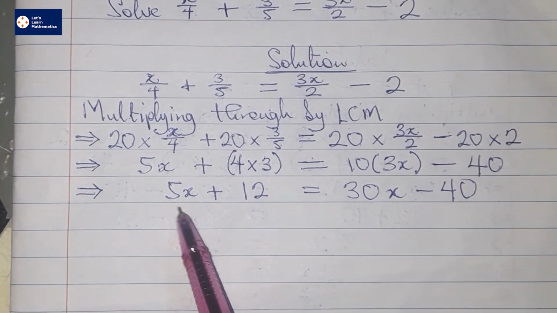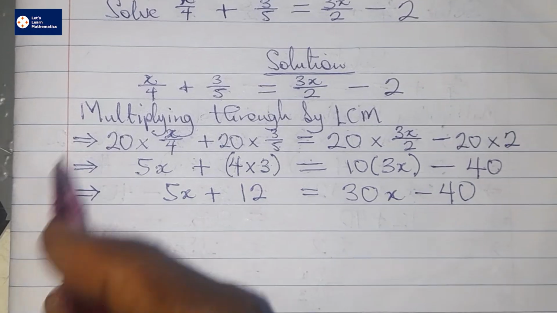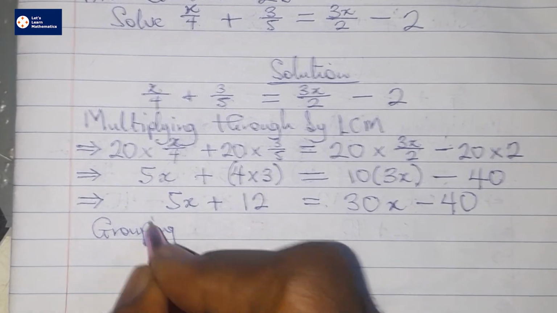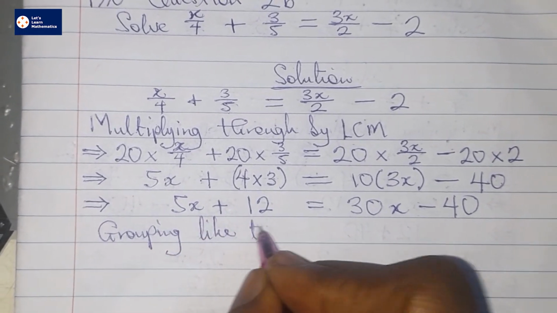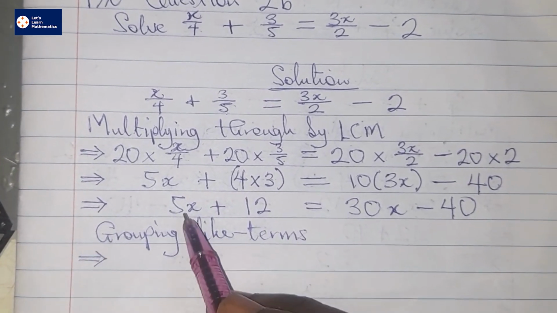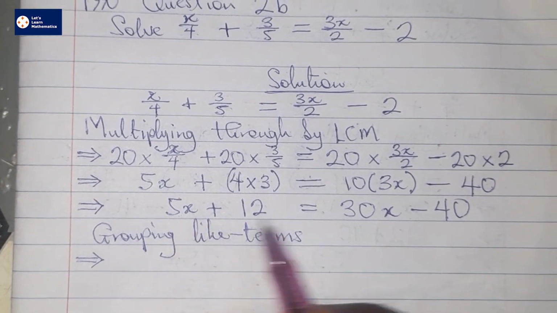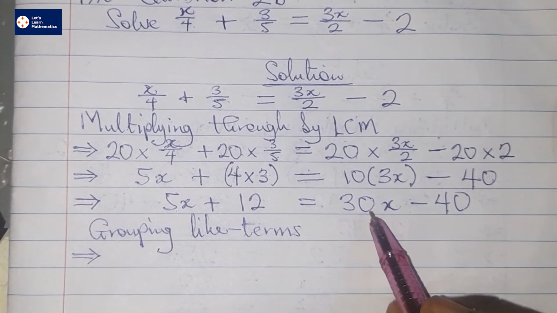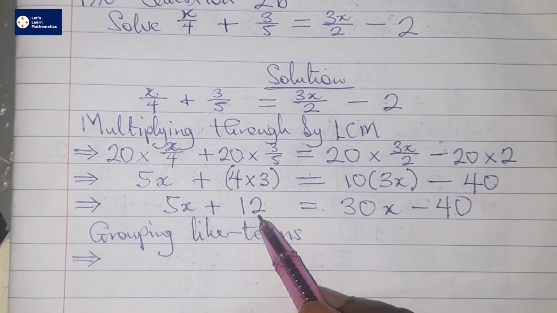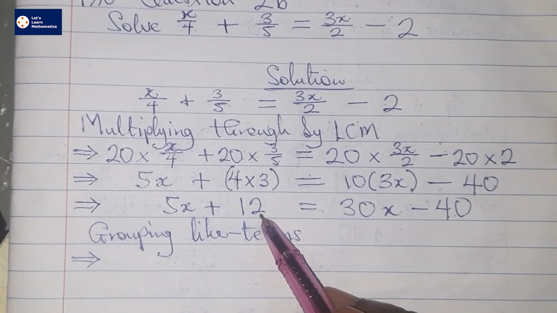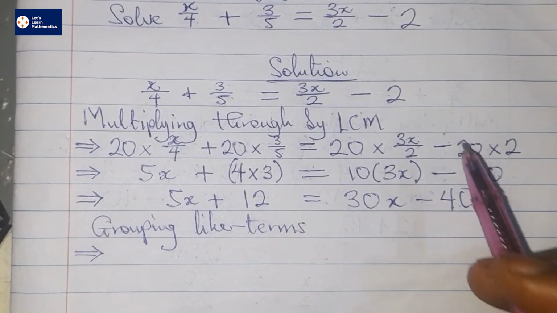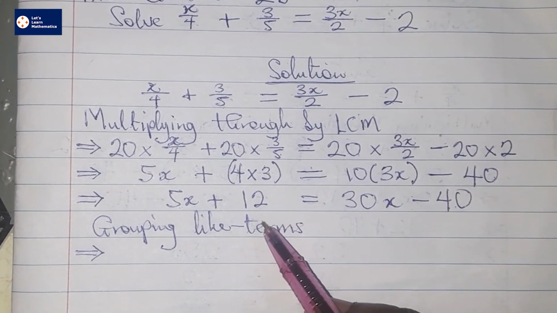Now, at this point, we have to group like terms. This is 5x and this is 30x, so they are like terms, so I have to put them on one side of the equal to symbol. Then negative 40 and 12, they are also constants, so I have to also move them to one side of the equal to symbol. It is a matter of choice wherever you want to group your like terms.